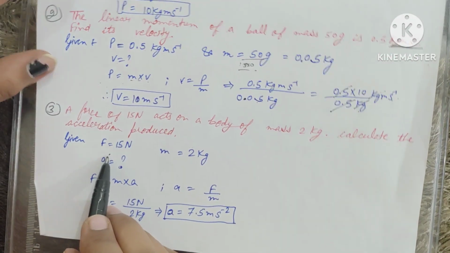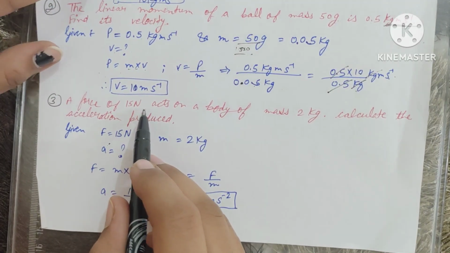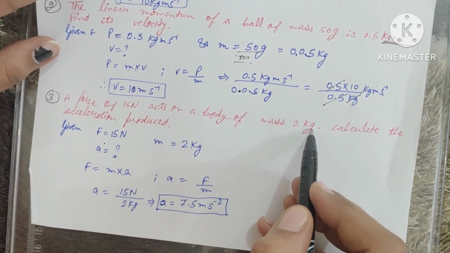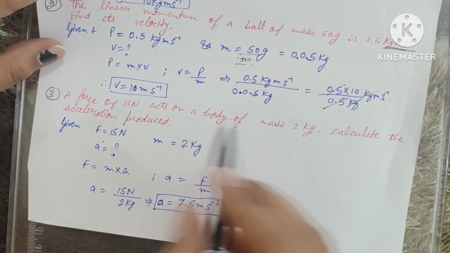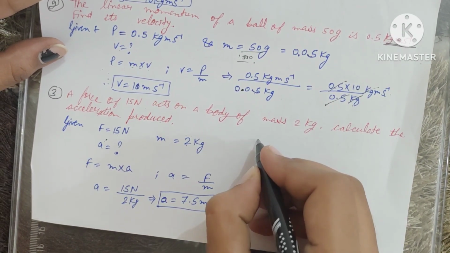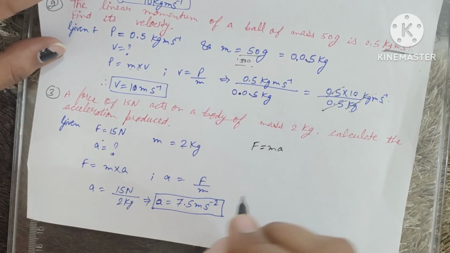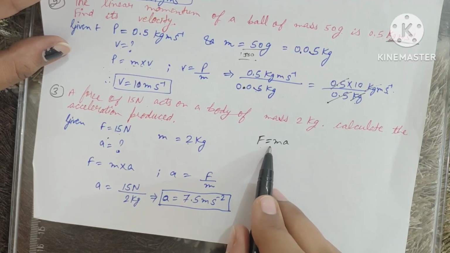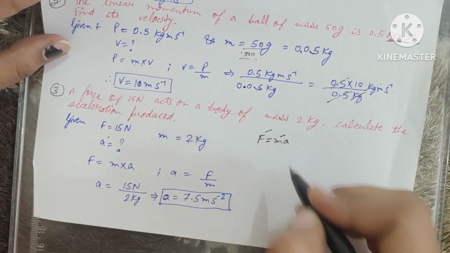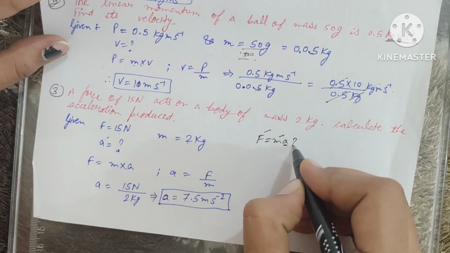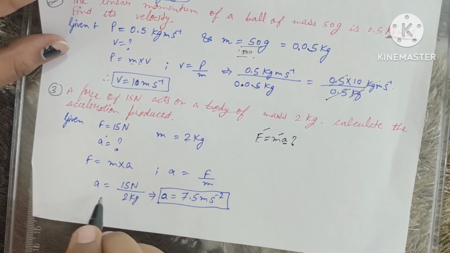The next one, third, is a force of 15 Newton acts on a body of mass 2 kg. Force is given, mass is given. Calculate the acceleration produced. What is the formula for the mass and acceleration with respect to the force? It is force is equals to mass into acceleration. Force we know, the mass is given, acceleration we have to find out. Fill both the values. Must check the units.